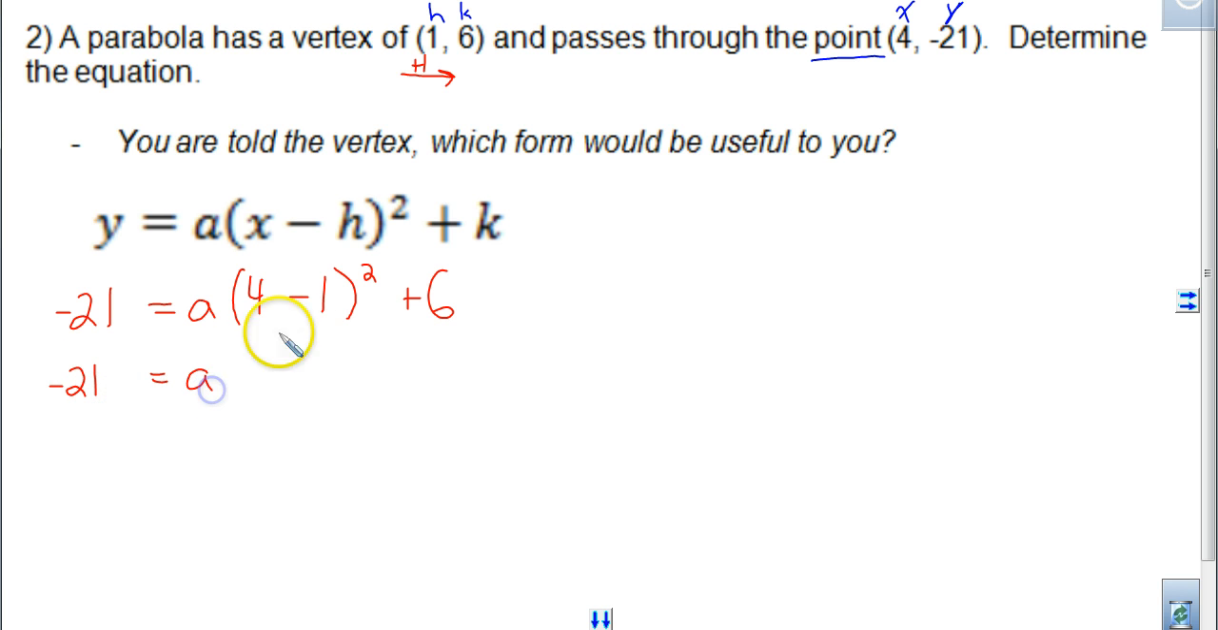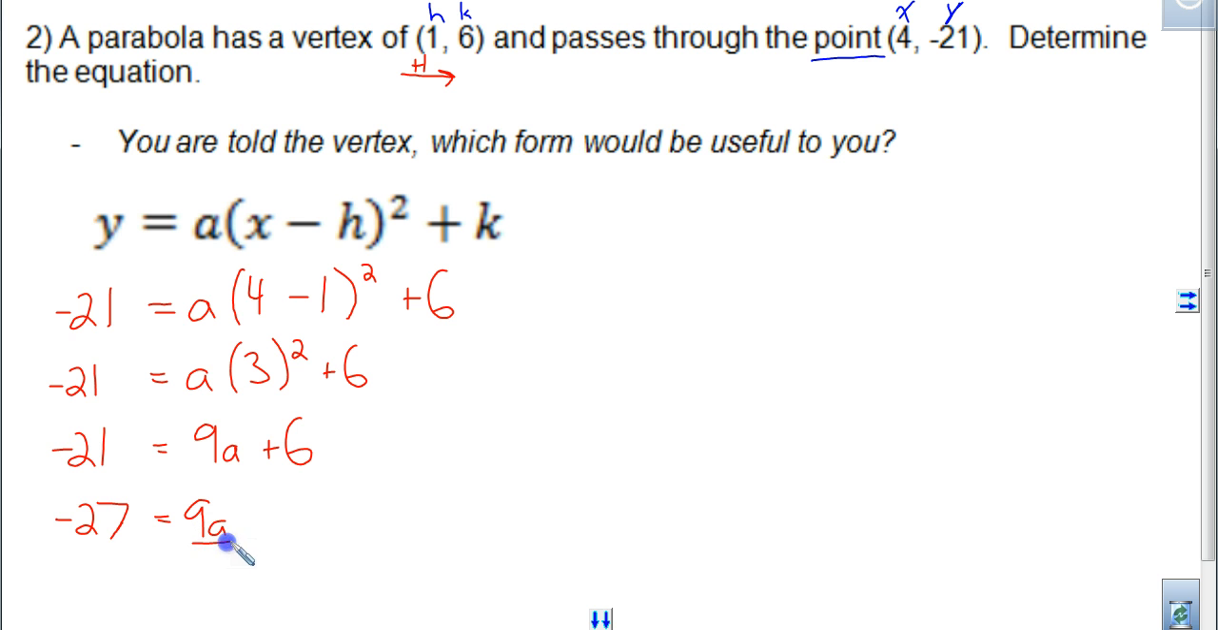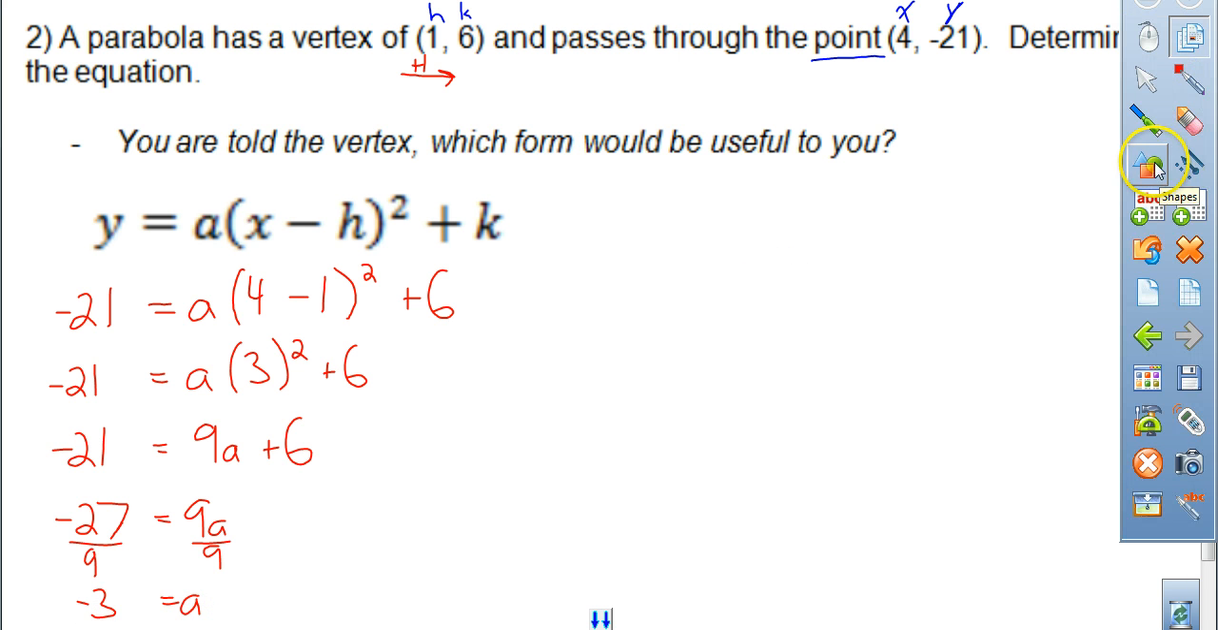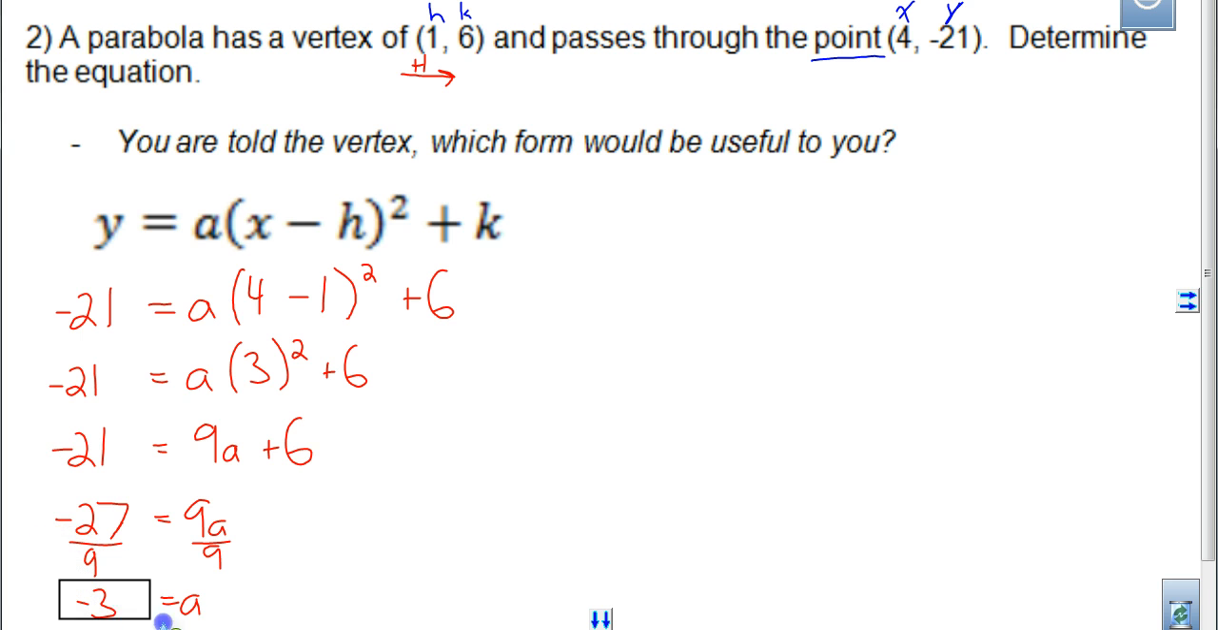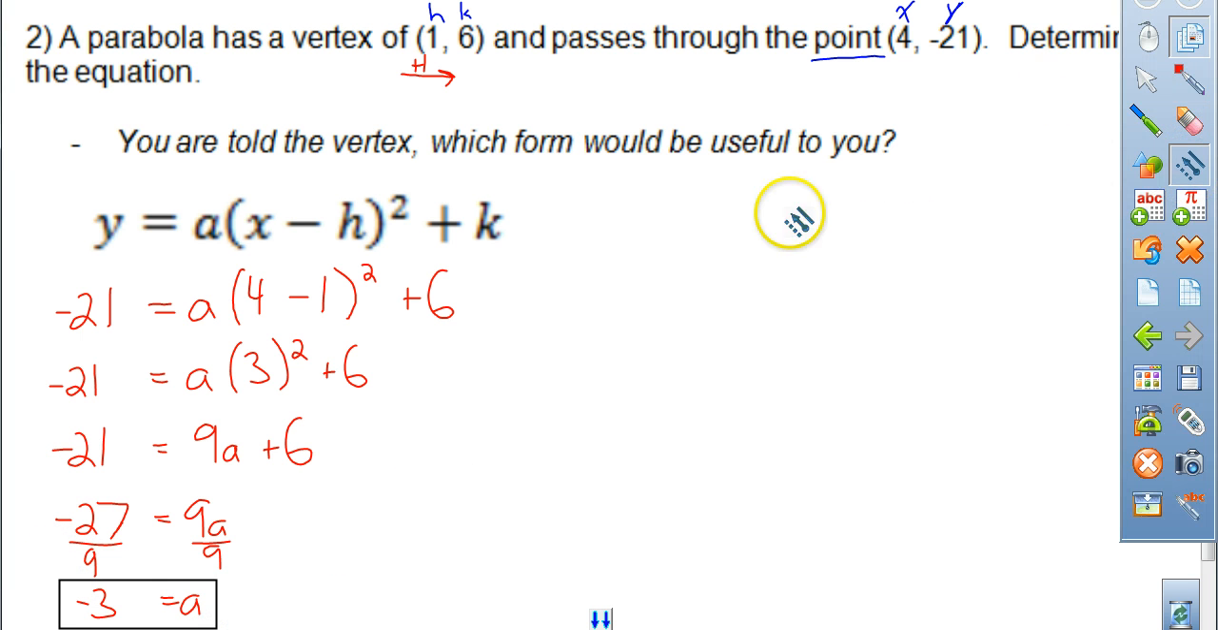All right, so just remember order of operations. So brackets first, 4 minus 1 is 3. After we figure out brackets, I know that I do exponents, so 3 squared is 9, so I have 9a plus 6. So I just want to solve for a here, so the 6 needs to move over to the other side. So that'll be -27 by subtracting 6 is equal to 9a. Dividing both sides by 9, and I get my answer, a is equal to -3. So that means if I were to graph this parabola, the step pattern would have to be multiplied by -3.